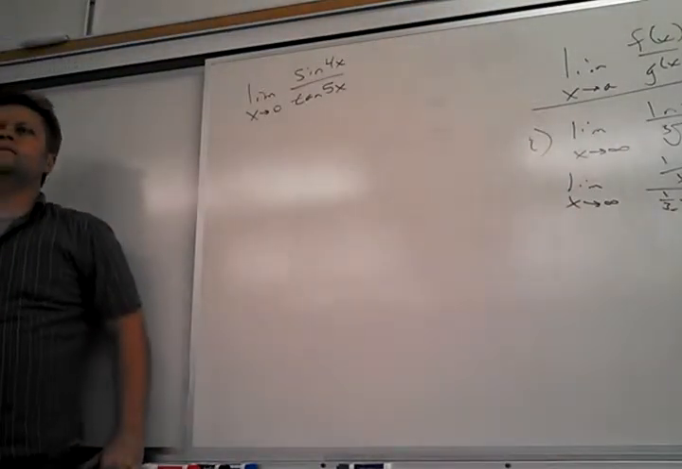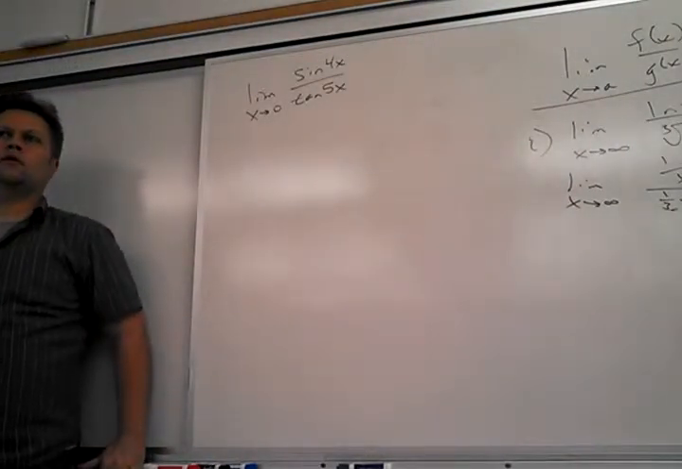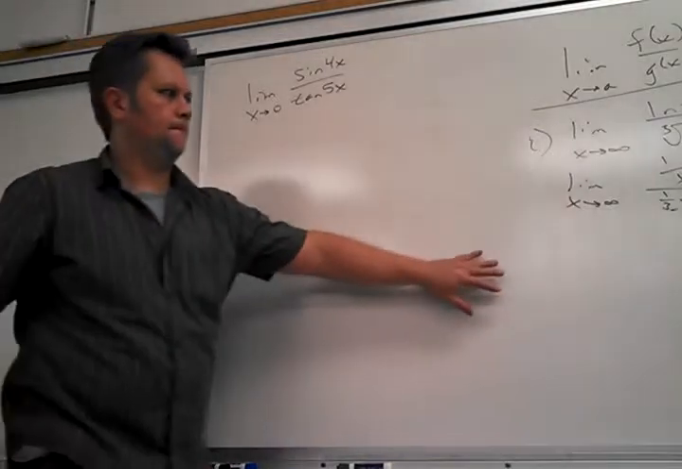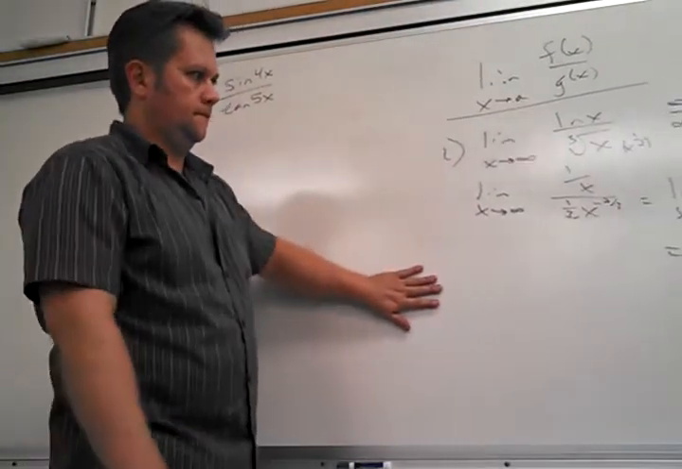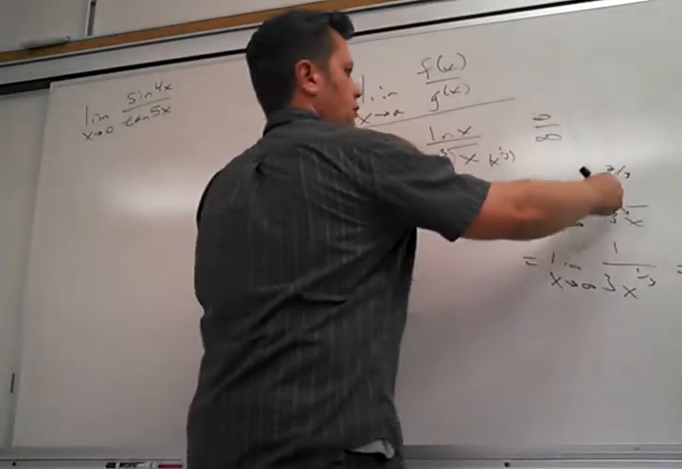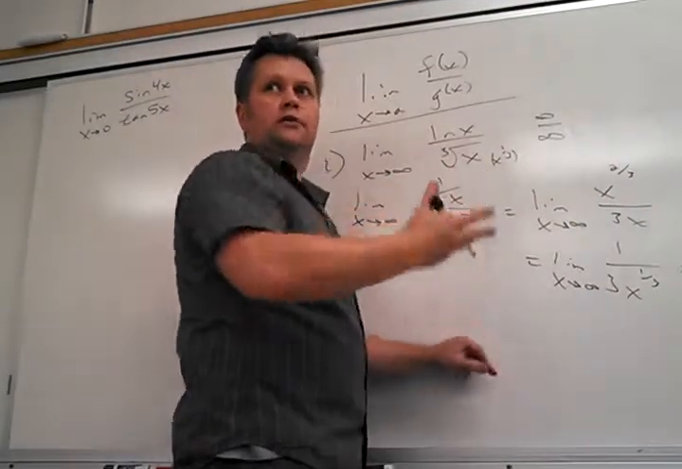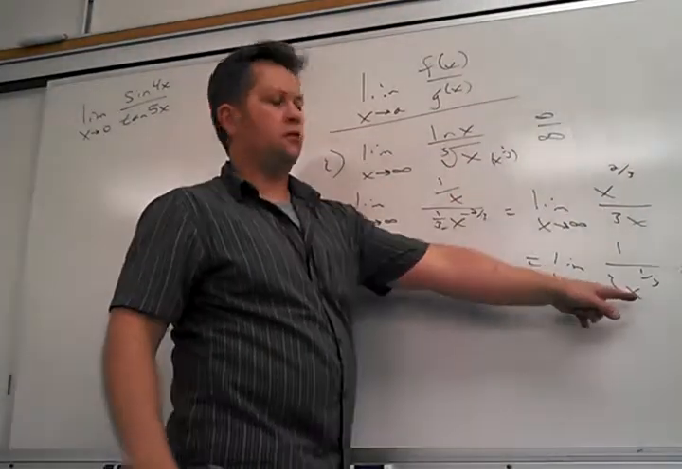Wait. On the last step there, you just drop the x to the 2/3. Yeah, I mean, what do you do with powers? When you divide them, you subtract. So, you get 1/3 left on the bottom. Yeah, cool.